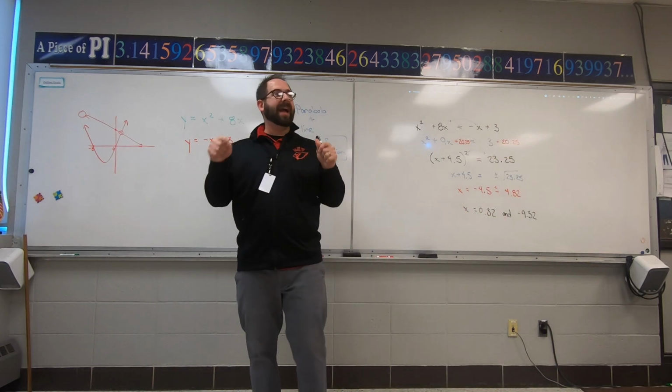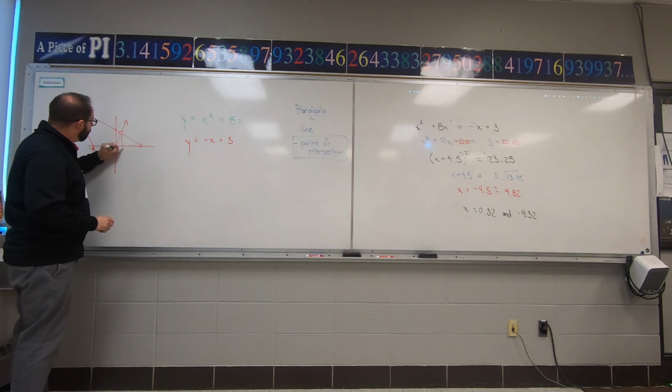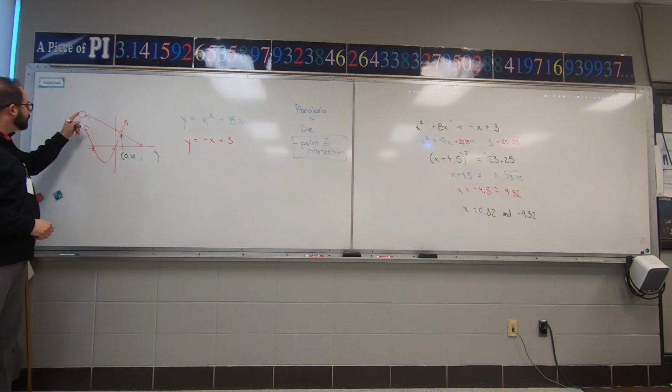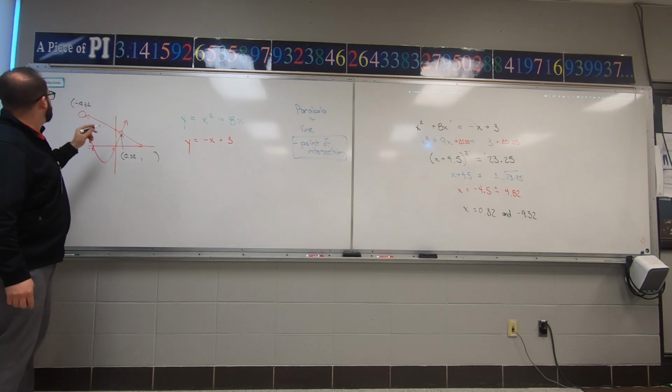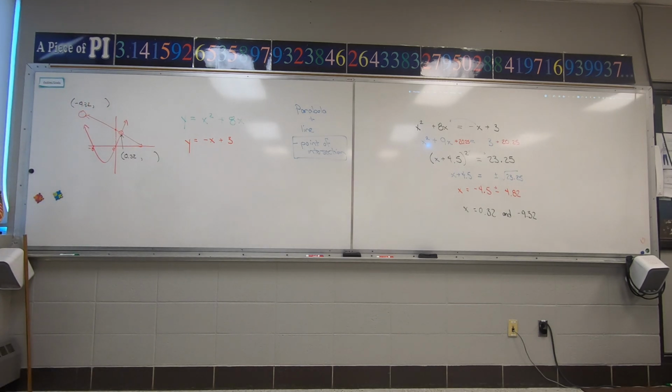Those are the two x's where I'm going to meet. And again, that's the coordinates here. This coordinate should be 0.32, comma something, right? And this coordinate up here is -9.32, is that what it was? Comma something. I'm getting the x's. Okay, questions so far?